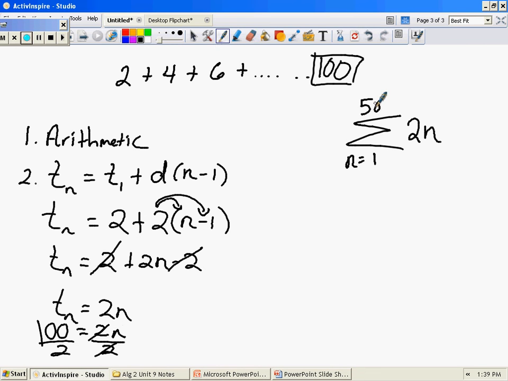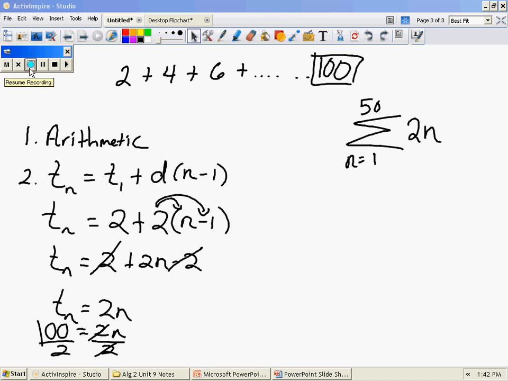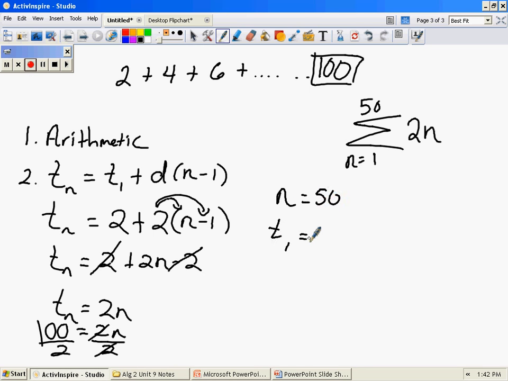Okay, well, now that we've done that, the problem is just like what we finished doing. So now that we've got it in the sigma form, it's just like the last problem we did. We have to start by finding n. So what is n? 50. What is T1? 2. And there's two ways you can find it. You could go through the trouble of plugging it in, right? Or you could just look up here. What was it? The first term was 2.